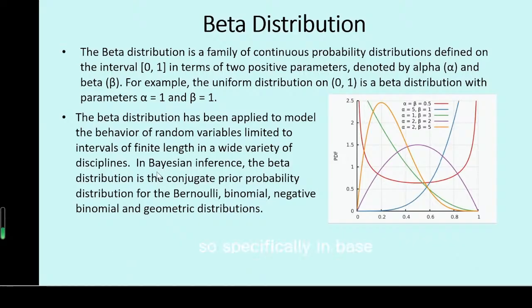Specifically in Bayesian statistics, the beta distribution is the so-called conjugate prior probability distribution for many other distributions like Bernoulli, binomial, negative binomial, and geometric. In this figure, we show several density curves of beta distribution with respect to different alpha and beta values.